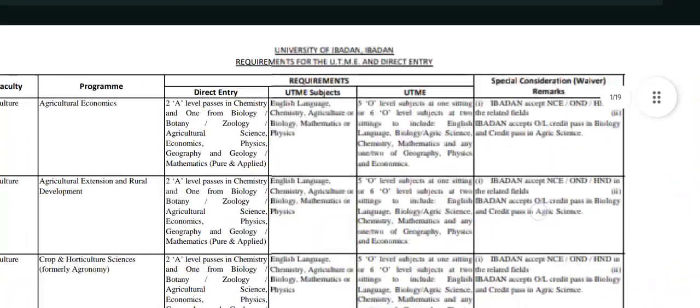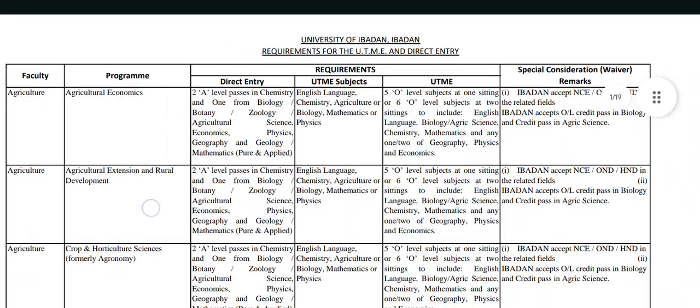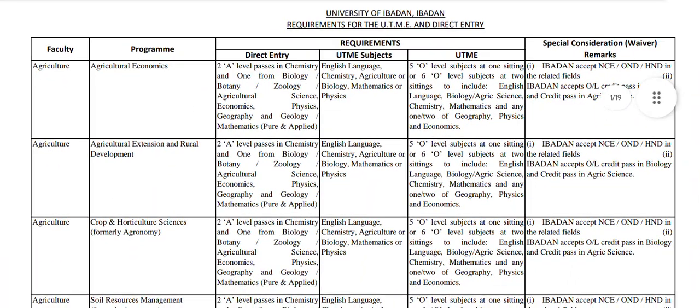So the first thing you are going to note is that University of Ibadan does not use O-level points. That is, they don't calculate the points you have in O-level results. They are not concerned about that.